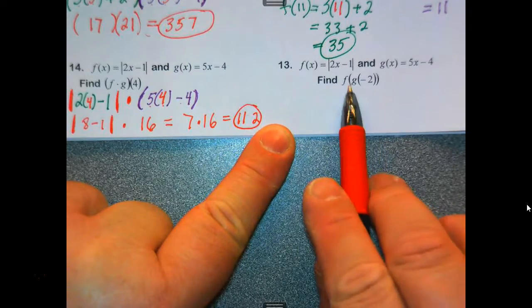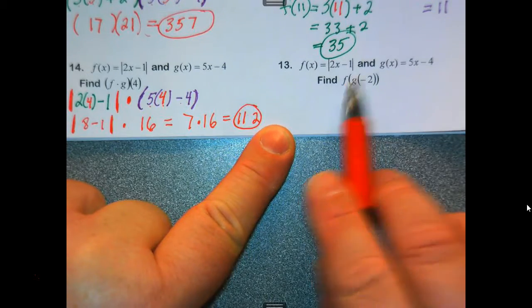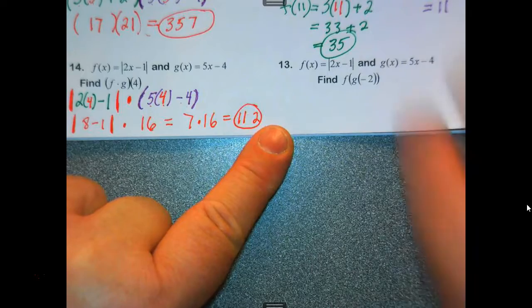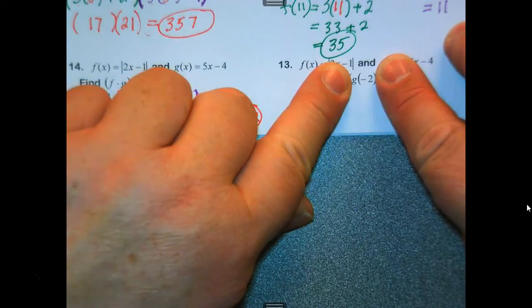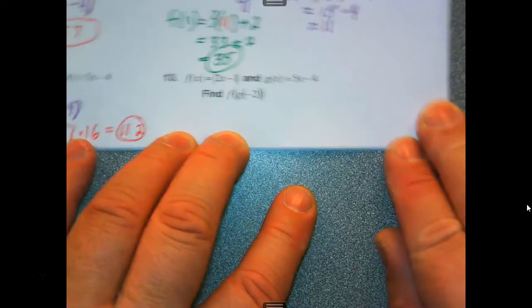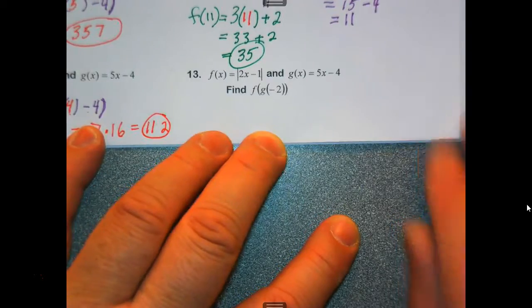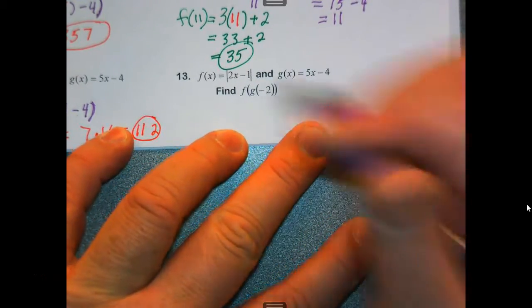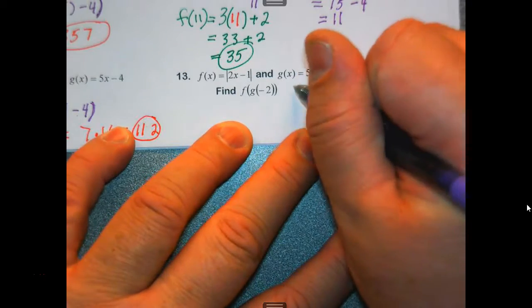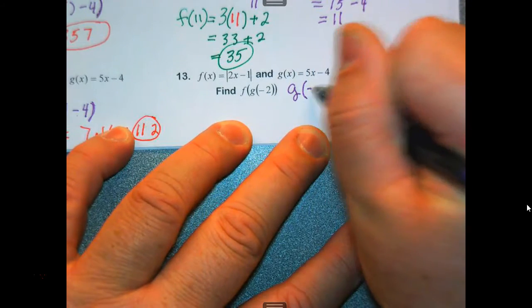Okay, it's a composite function. So the first one I have to find is the innermost one, which is the g of negative 2. So I'm going to move the paper over first. Am I smart or what? Yeah, it's like an old dog. I can still be trained. I need to find the g of negative 2.